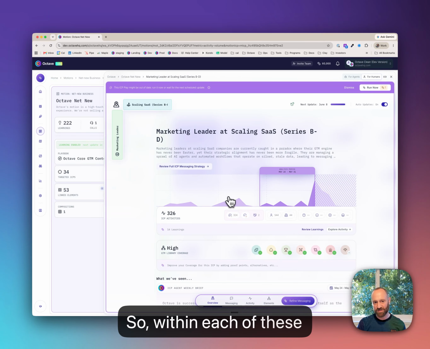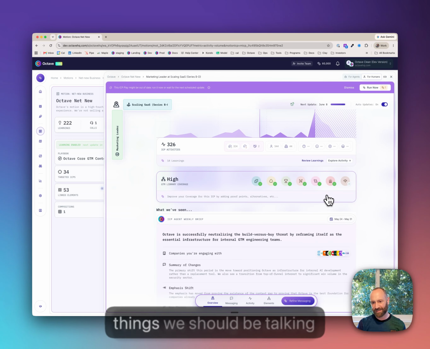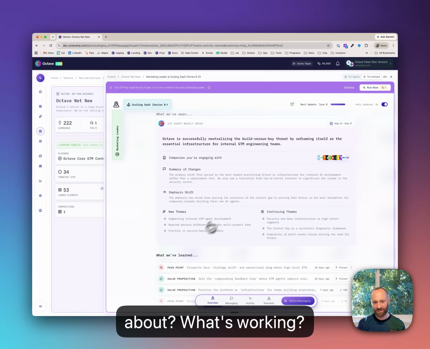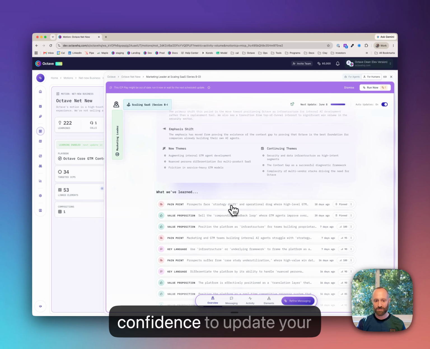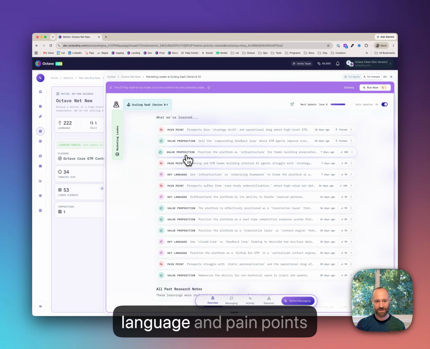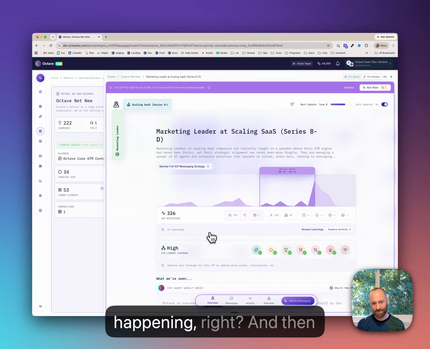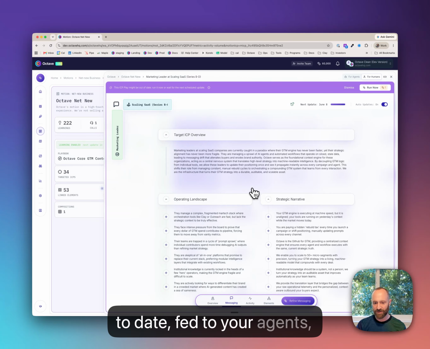So within each of these cells, we can start figuring out what's the right story, what are the right related things we should be talking about, what's working, what's not. Every week it's going to be updating this, right? Like waiting for enough signal and confidence to update your team and again, your agents at the end of the day, right? You can see it's pulling out language and pain points and what's actually happening, right? And then it pulls this in and it's giving you that back as rich, detailed messaging and positioning that's always up to date, fed to your agents, right?